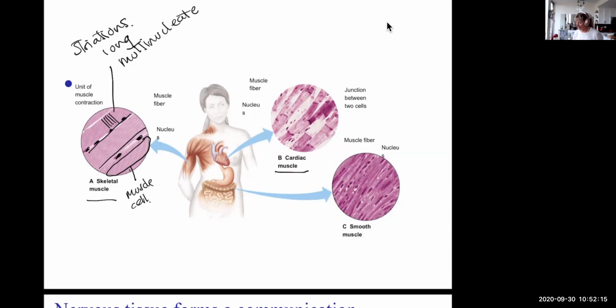Cardiac muscle is also striated, but one difference between cardiac muscle and smooth muscle is that it's branched. And one difference that you've seen already when you looked at cells is that in between the cells are junctions known as intercalated discs.